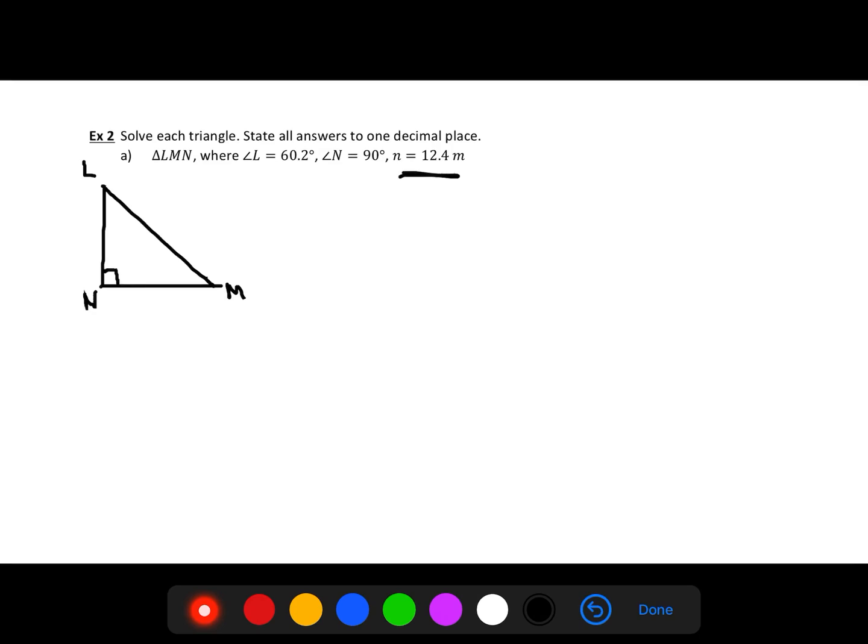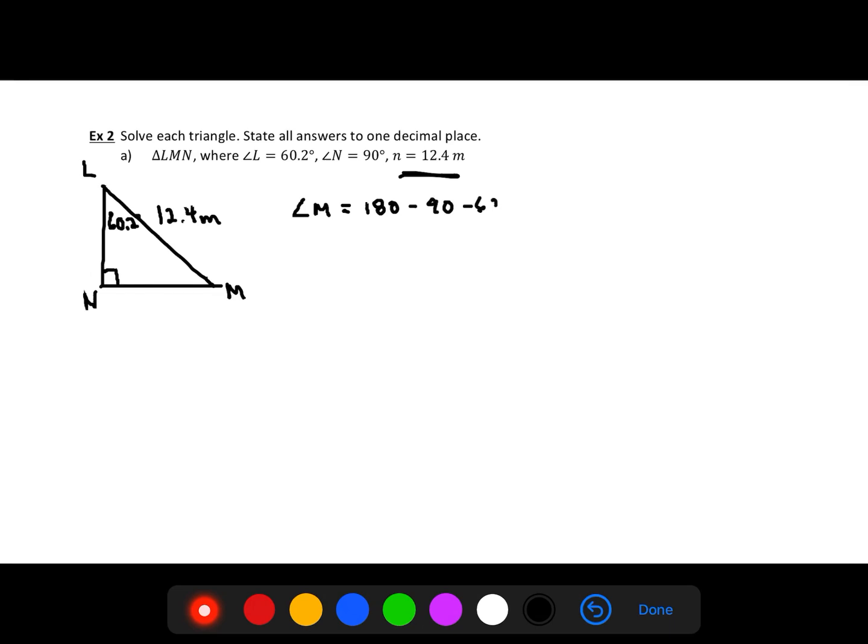Our sides are opposite, so side N, which is 12.4 meters, is opposite to angle N. So N is over here, which is 12.4 meters. We have our 90-degree angle, and we know that L is 60.2 degrees. So looking at what we have here, we need to find everything.